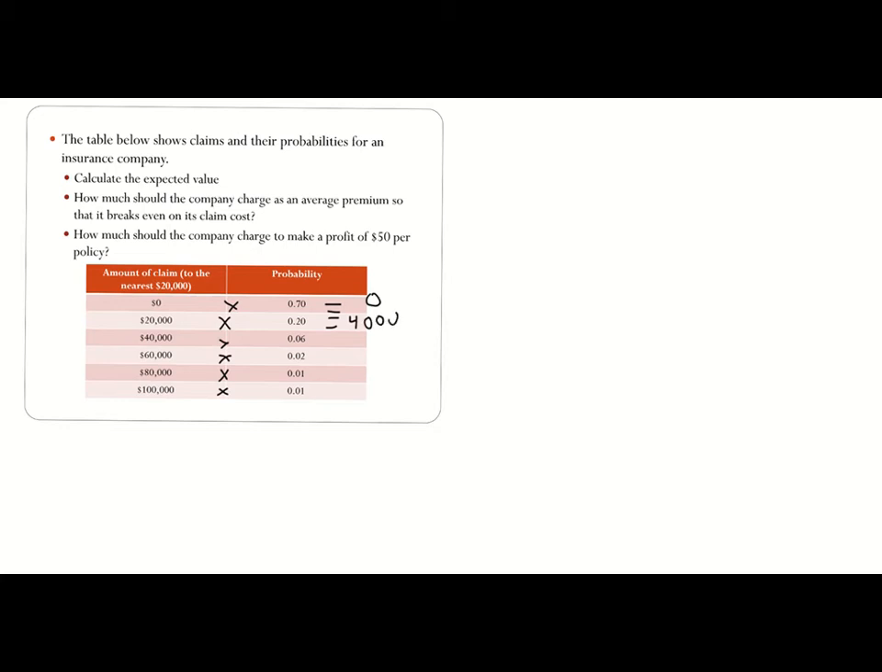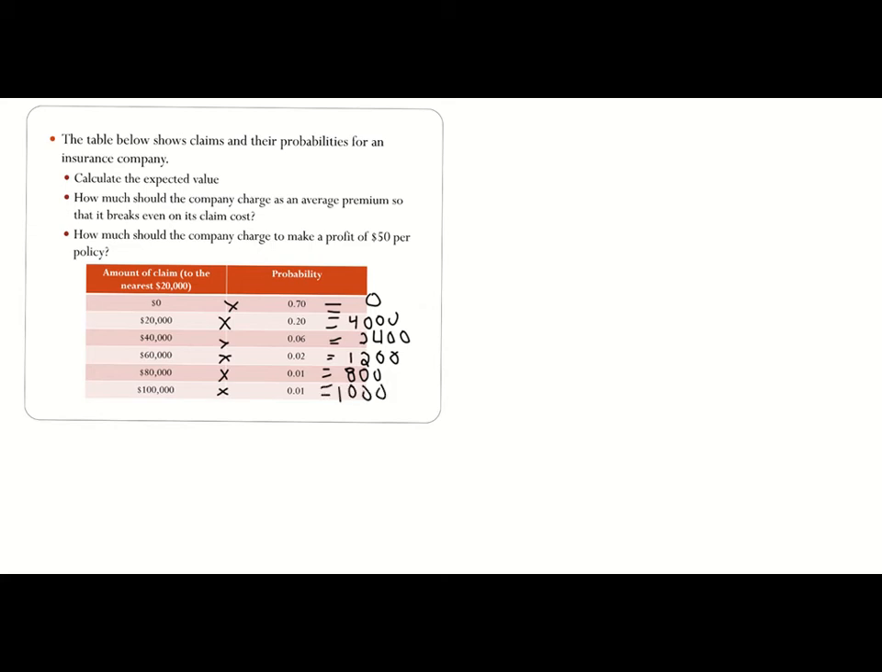40,000 times 600 will give us 2,400. 60,000 times 200 will give us 1,200. 80,000 times 100 will give us 800. And then 100,000 times 100 will give us 1,000.